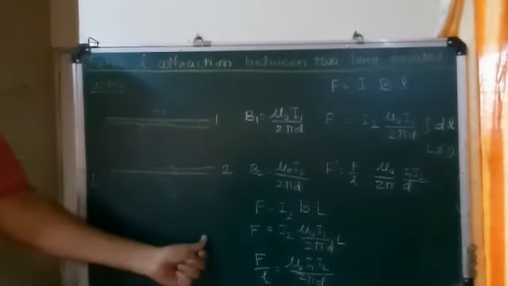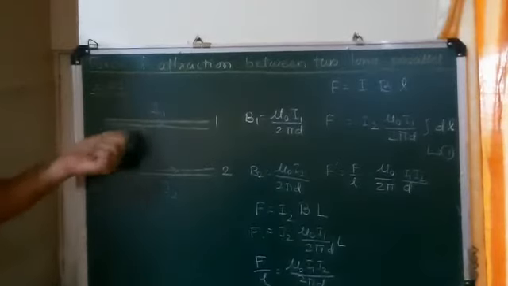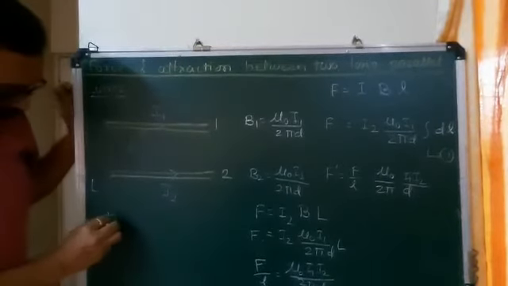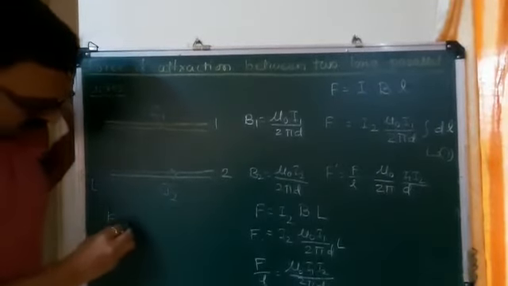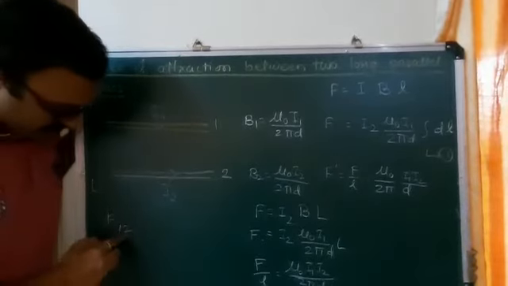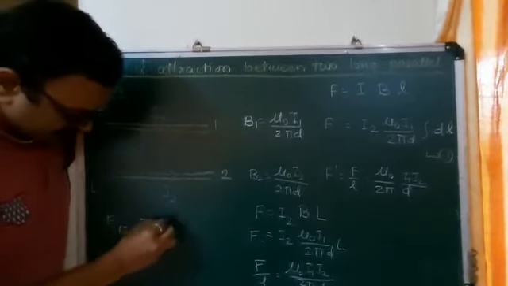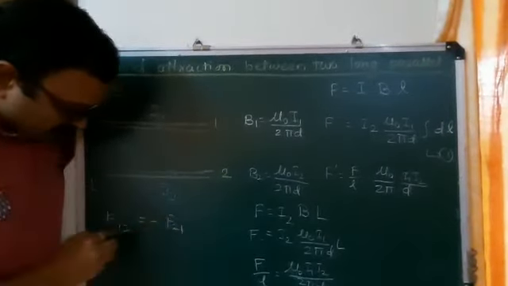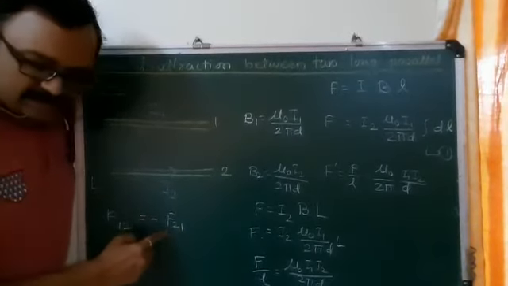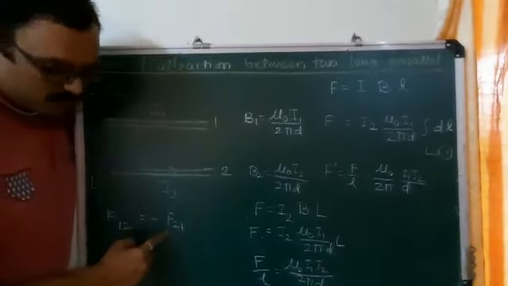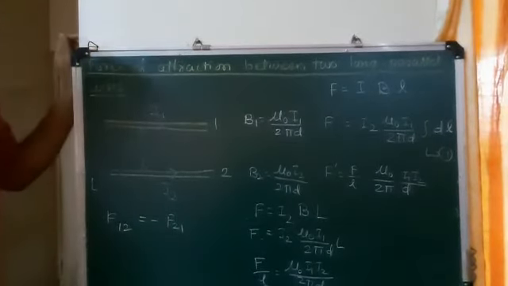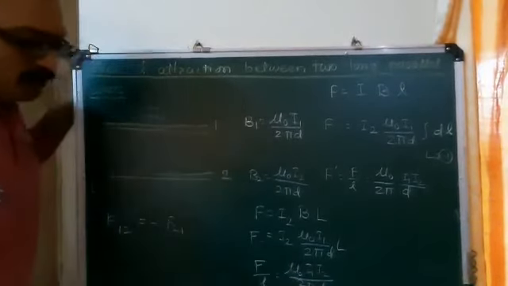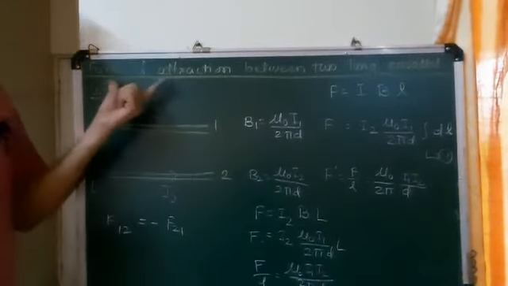Now similarly we determine the force on the first wire by the second wire. That force, which we represent as F21, is exactly equal in magnitude but opposite in direction. Therefore we say that F12 is exactly equal and opposite to the force F21. Hence the force per unit length will be equal to mu 0 I1 I2 upon 2 pi d. This is about the force of attraction.